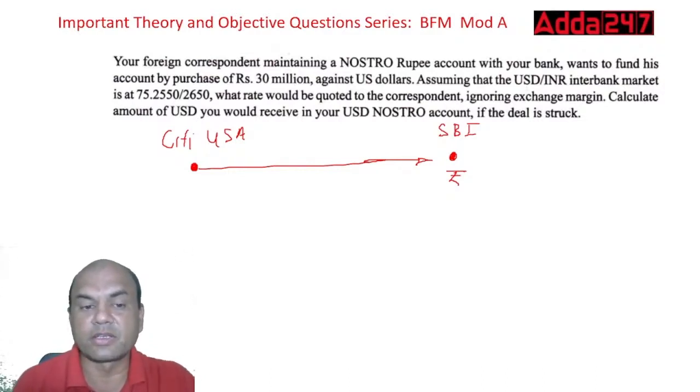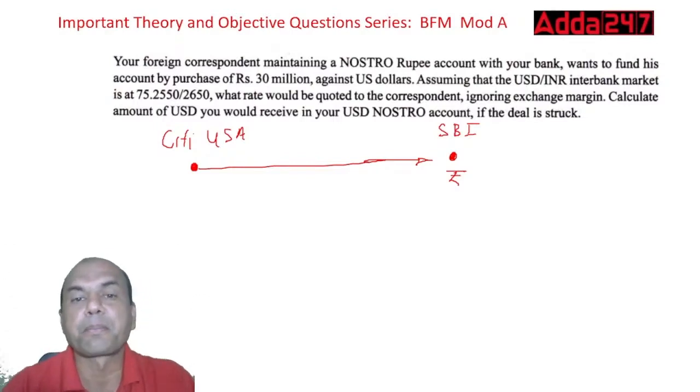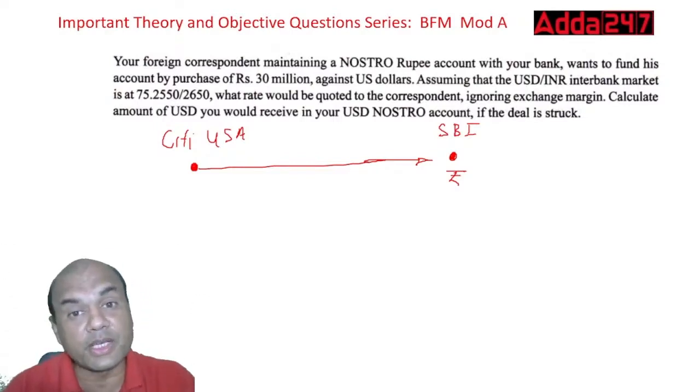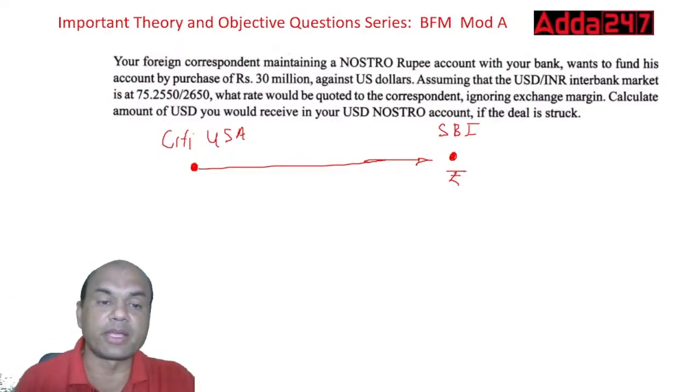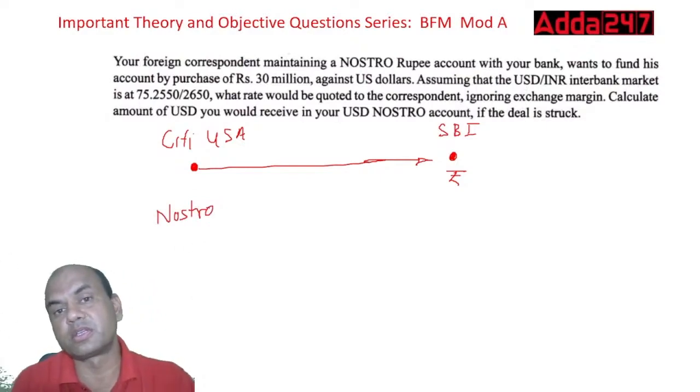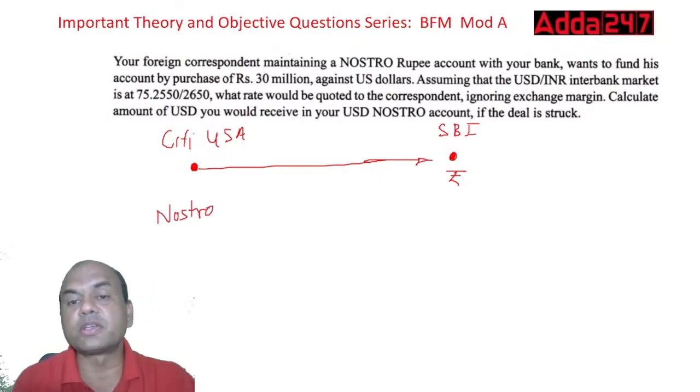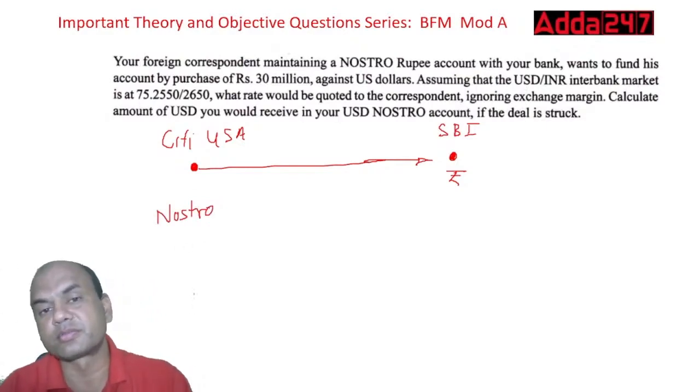Everyone, fast. It will be called as, yes. In the books of Citibank, I'm asking. In the books of Citibank, it will be called as Nostro. In books of Citibank, it will be called as Nostro account. And the same account in the books of SBI will be called as what?